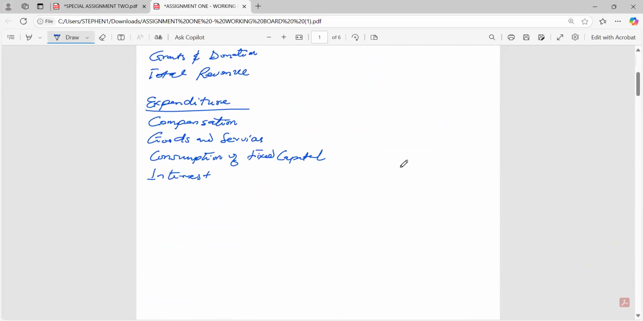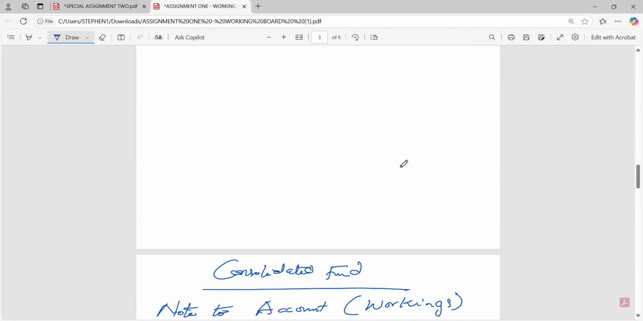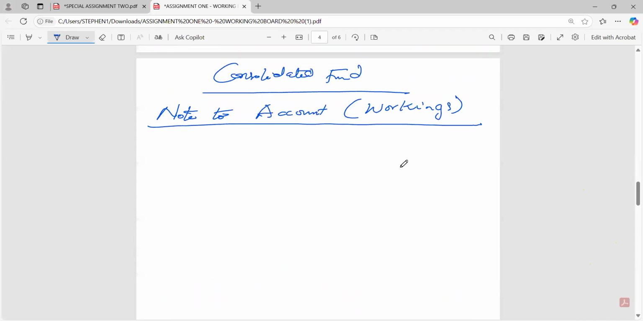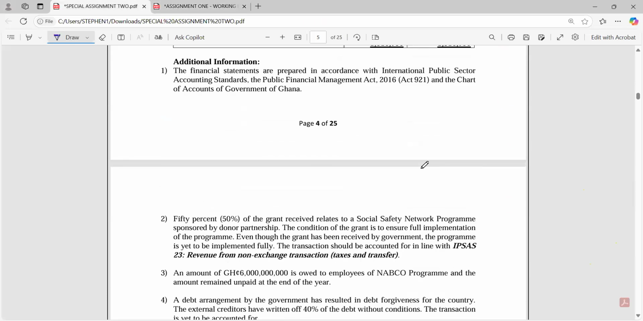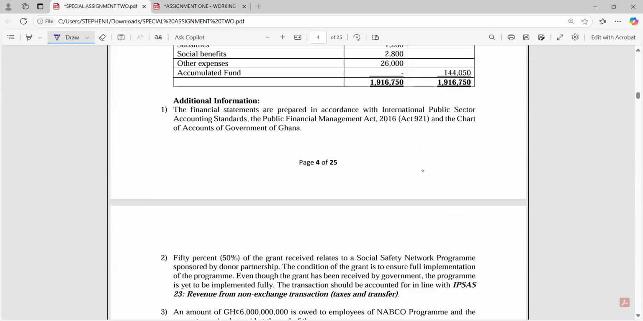So this is the skeleton, okay? So now the first note to account. First one, you write. Who can tell me what to write? Always, when you look at the question, it will tell you note 1. Look at additional information 1. This is where you have your first note to account.